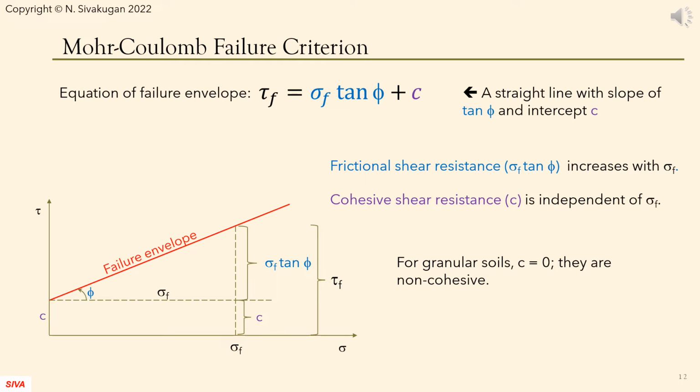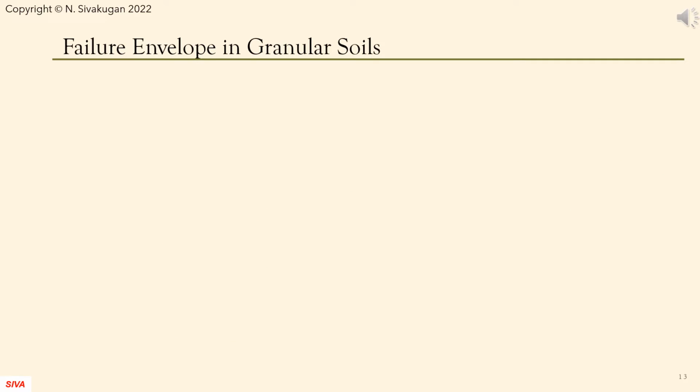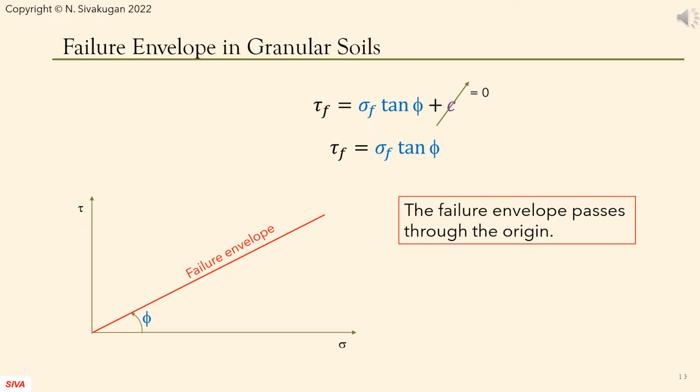The equation of the failure envelope is a straight line. The frictional component is proportional to the normal stress. The cohesive component remains the same at all stress levels. Granular soils have no cohesion and hence c equals 0. Therefore, tau f equals sigma f times tan phi. The failure envelope passes through the origin.